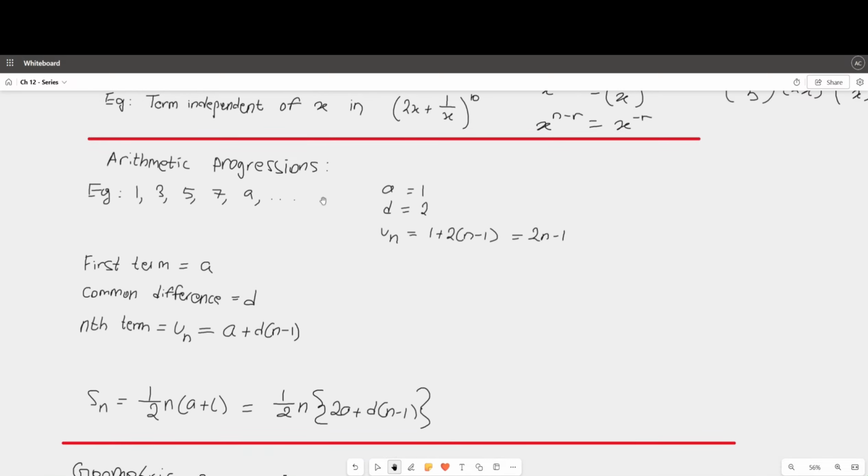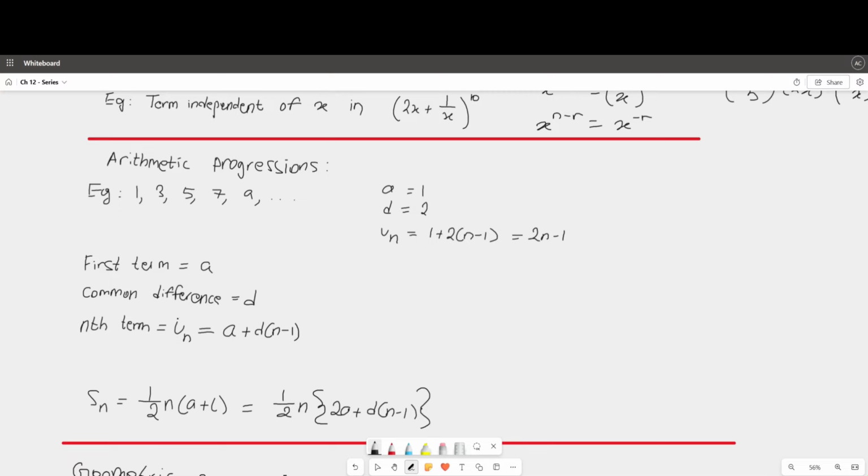Okay, now let's move to arithmetic progressions. These are progressions basically where each term differs from the last term by some common difference or some common number. So if we take an example here, let's say 1, 3, 5, 7, 9, we say that the first term is a, which is 1, and then the common difference, which we represent as d, is actually going to be 2, because 1 plus 2, 3, 3 plus 2, 5, 5 plus 2, 7, 7 plus 2, 9, and then so on forever. So d is equal to 2.